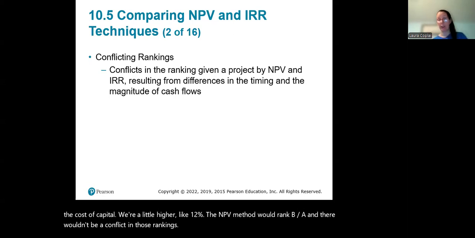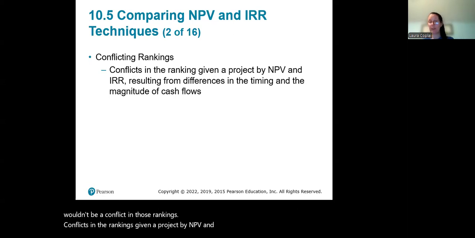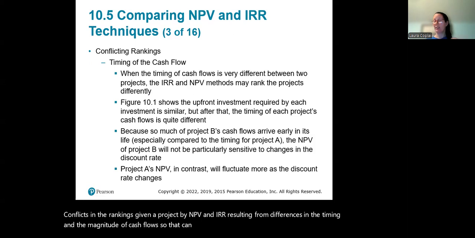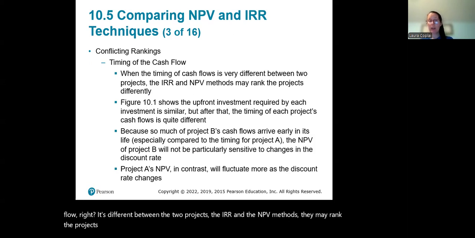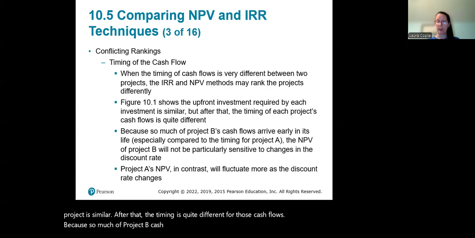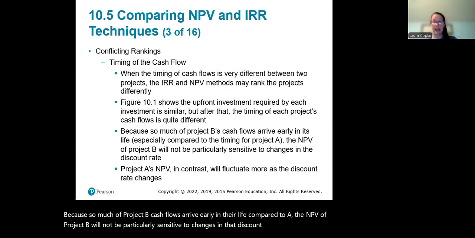Conflicts in the rankings given a project by NPV and IRR result from differences in the timing and the magnitude of cash flows. So that can happen. So let's talk about that timing of the cash flow, right? It's different between the two projects. The IRR and the NPV methods may rank the projects differently. We saw that the upfront investment required by each project is similar. After that, the timing is quite different for those cash flows. Because so much of project B's cash flows arrive early in its life compared to A, the NPV of project B will not be particularly sensitive to changes in that discount rate. Project A's NPV will fluctuate more as that discount rate changes, though.